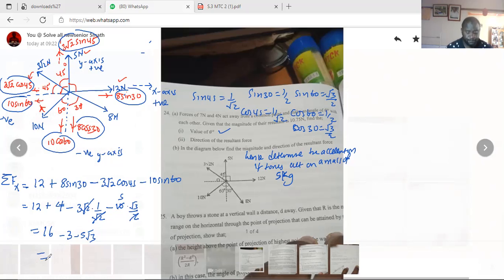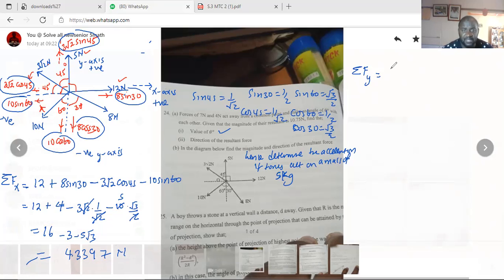Someone give me an answer. Four point three three nine seven newtons. Then the second one is the forces in the vertical. Sum of the forces in the vertical.